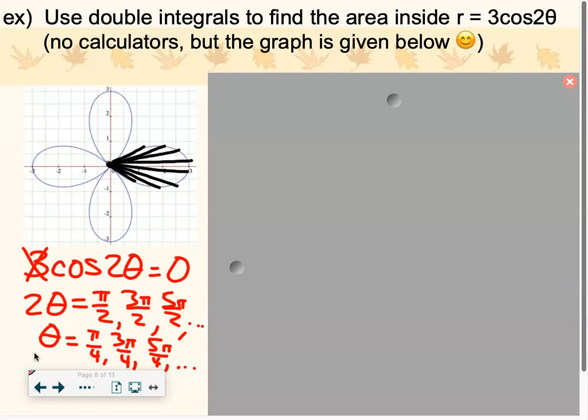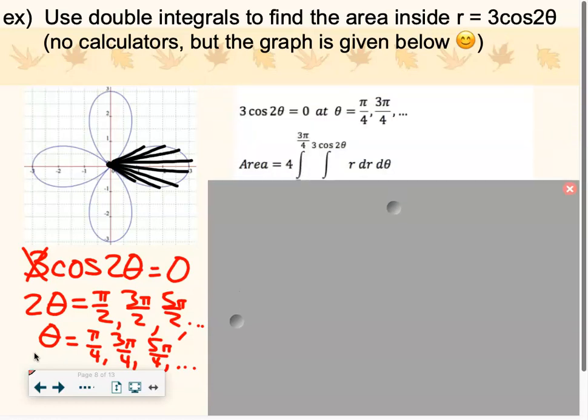0 to 3 cosine 2 theta. How do you know if it's r dr d theta? If your boundary is solved for r, it's going to be an r dr d theta. 99% of the time, it's going to be an r dr d theta.